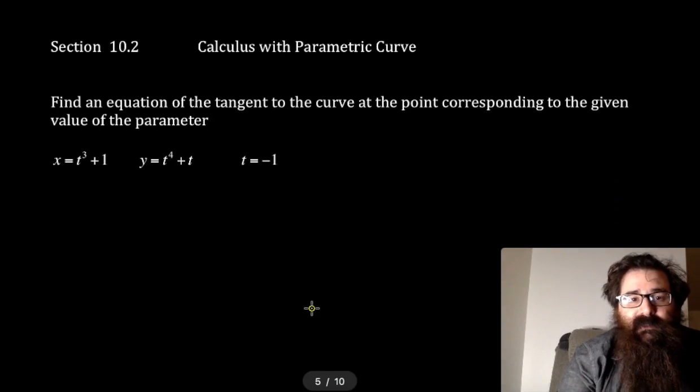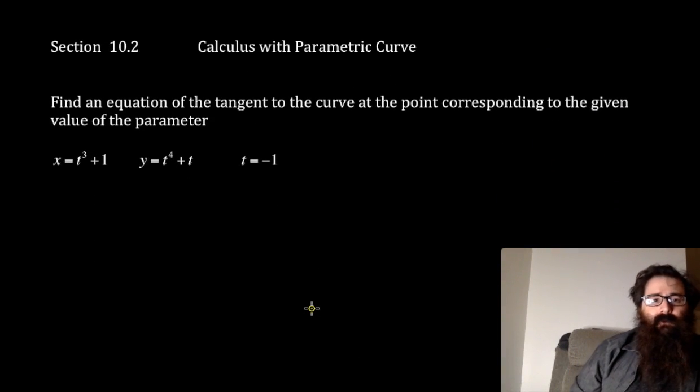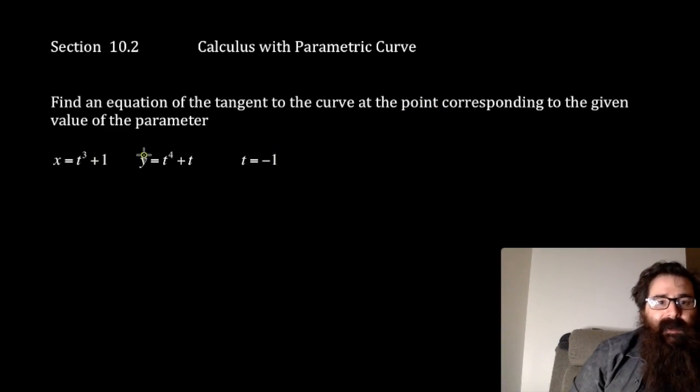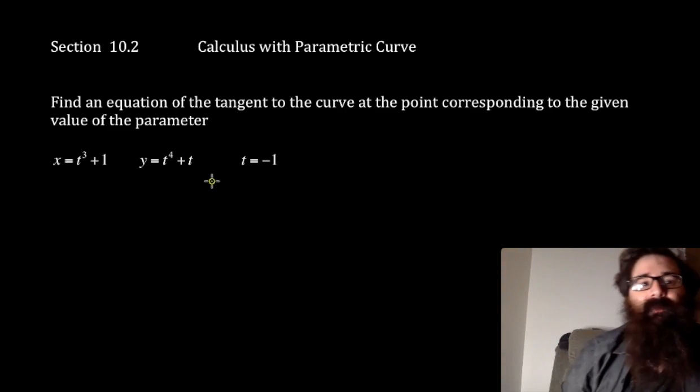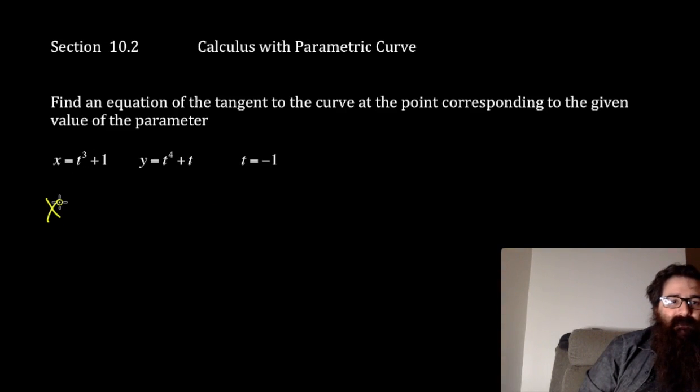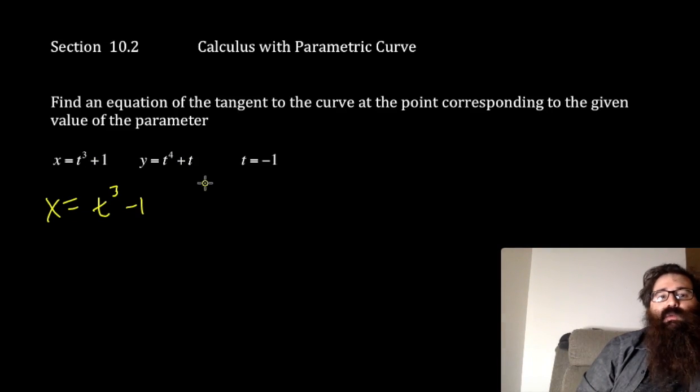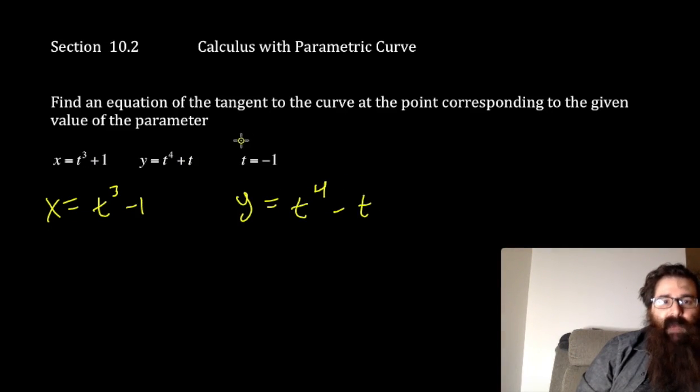Let's talk about section 10.2, where we have calculus with parametric curves. We'd like to find the equation of the tangent to the curve at the point that we're given with the parameter that we're given here. And let me actually modify this one too. I'm going rogue all day today, all day every day, but especially today. I'm going to change these curves. Here I'm going to let x be t cubed minus 1, so I'll change the sign. And I'll change the sign in between the other one as well. I don't want anybody to feel left out. So we'll do y is t to the fourth minus t. And we'll keep the point the same. We'll do t equals -1.